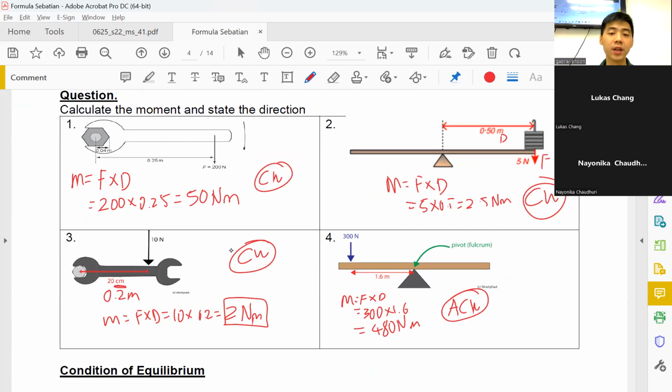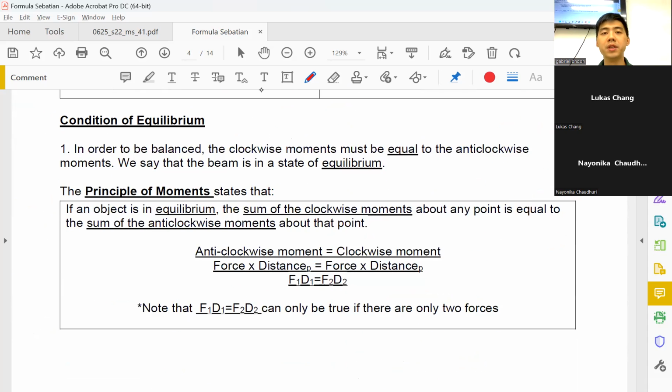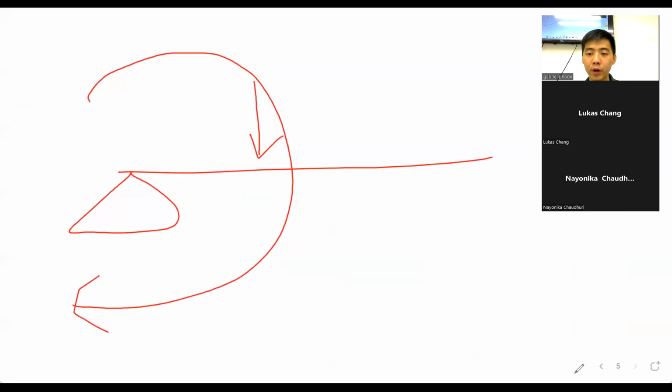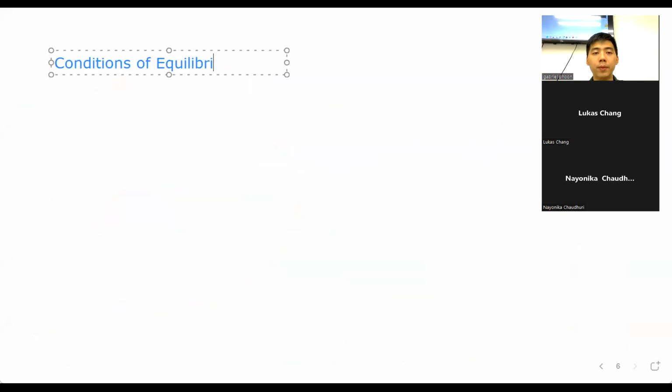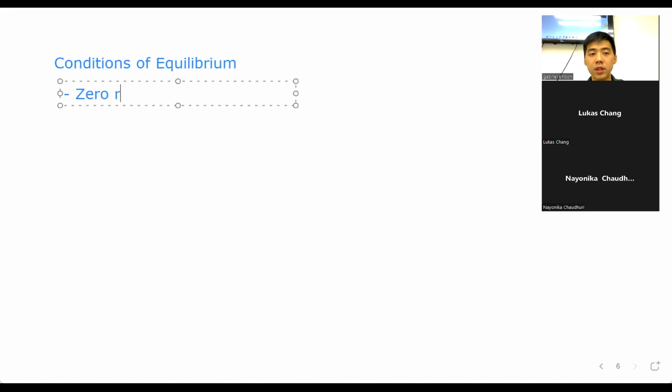Okay, if there's no questions, next thing we're going to talk about is conditions of equilibrium. Whenever you see the word equilibrium, guys, which is a very, very common question, to be in equilibrium, you require 2 specific things, which are the conditions of equilibrium. There are 2 conditions for it to be in equilibrium. Number 1, it must have 0 resultant force.